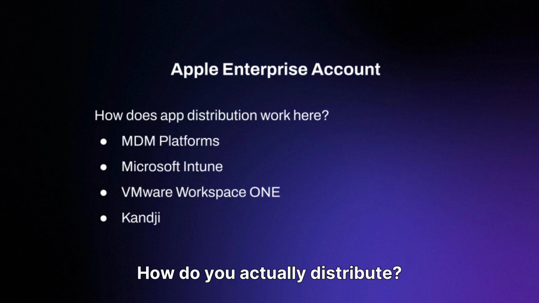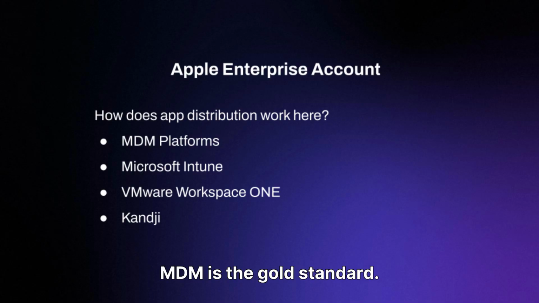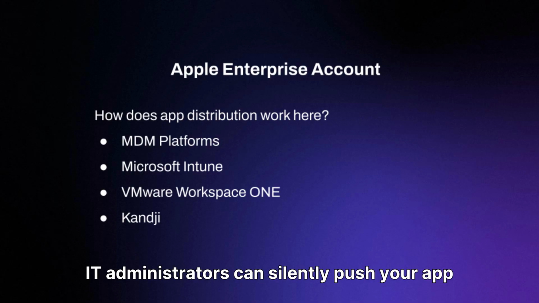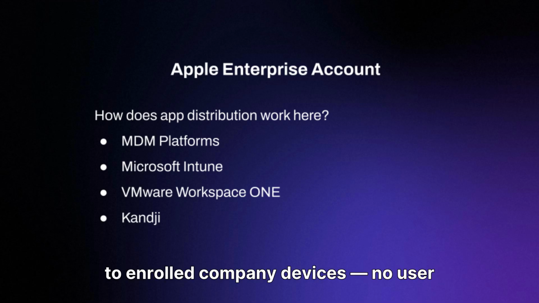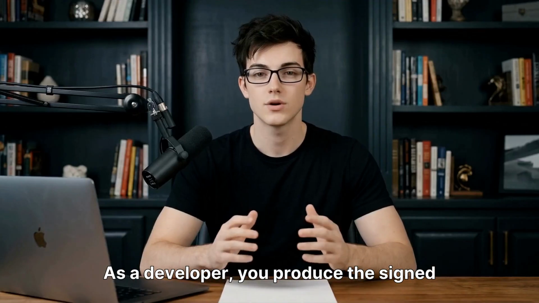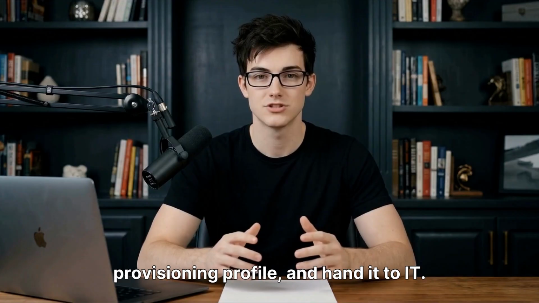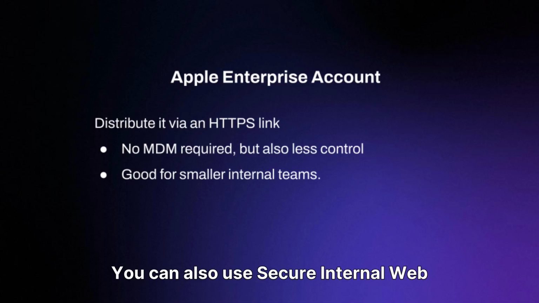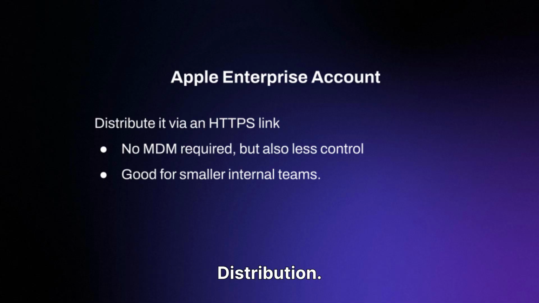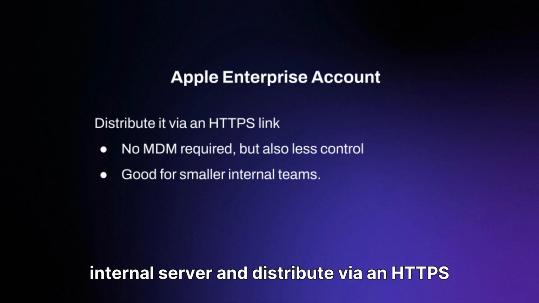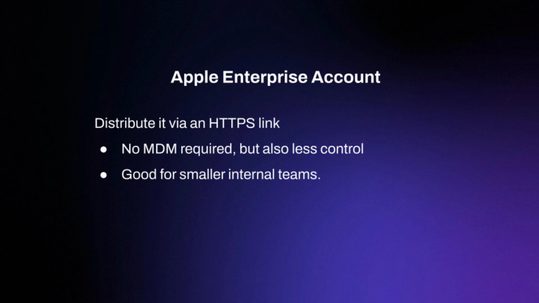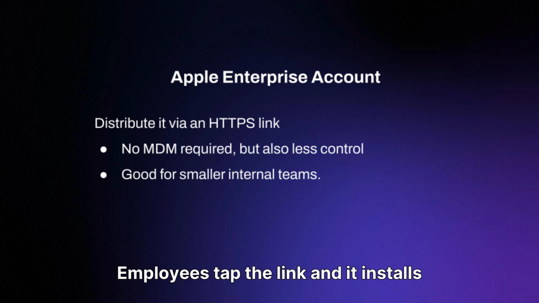How do you actually distribute? There's no App Store. MDM is the gold standard. IT administrators can silently push your app to enrolled company devices. No user action needed. As a developer, you produce the signed IPA using your in-house distribution certificate and provisioning profile and hand it to IT. They handle the rest. You can also use secure internal web distribution. Host the signed IPA on a secure internal server and distribute via an HTTPS link. Employees tap the link and it installs directly.